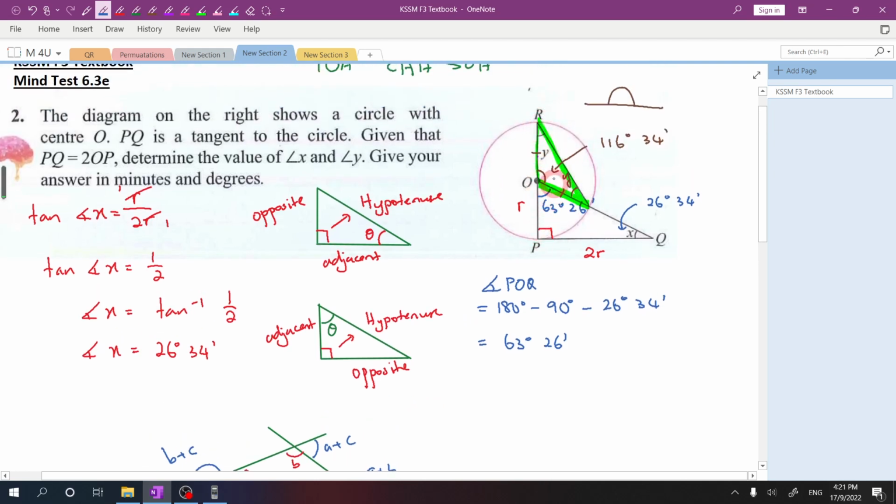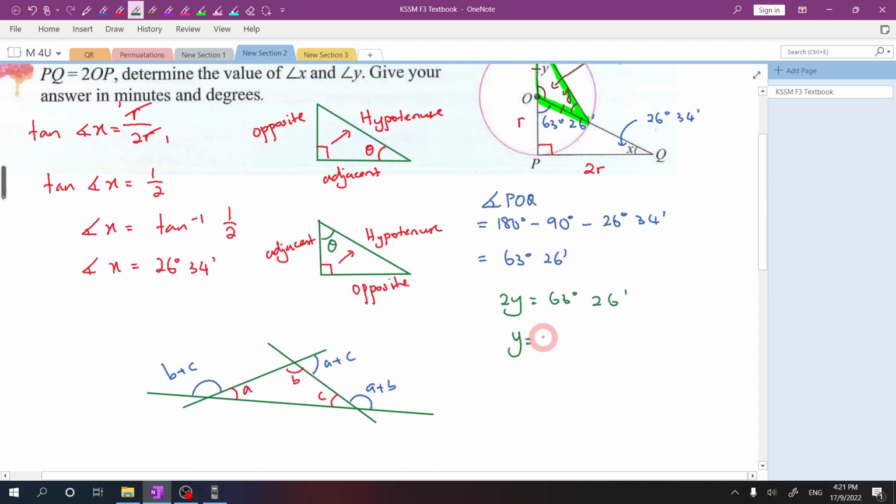We know that this angle is actually equal to 2y, right? Okay, so let's write an equation. 2y is equal to 63 degrees 26 minutes. So what's y? 63 degrees 26 minutes divided by 2. So you will get back exactly the same answer as what we got just now, 31 degrees 43 minutes. Okay, so this is another way to solve this question. But first, you need to understand this concept.